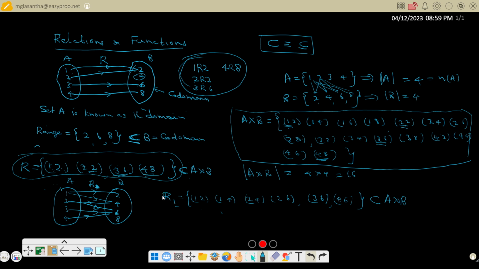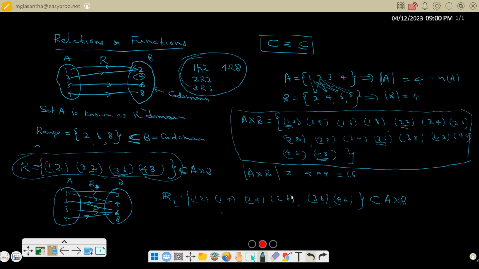Right. Then R1, I will take another relation. This is another relation, connected in a different way. 1 is connected to 2, 1 is connected to 4, 2 is connected to 4, 2 is connected to 6, 3 is connected to 6, 4 is connected to 6. Then the same relationship you can express like this as a set: 1, 2; 1, 4; 2, 4; 2, 6; 3, 6; 4, 6. That's it.